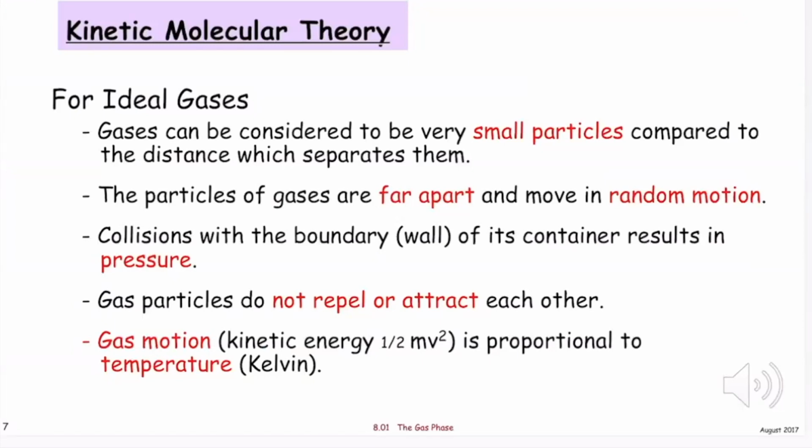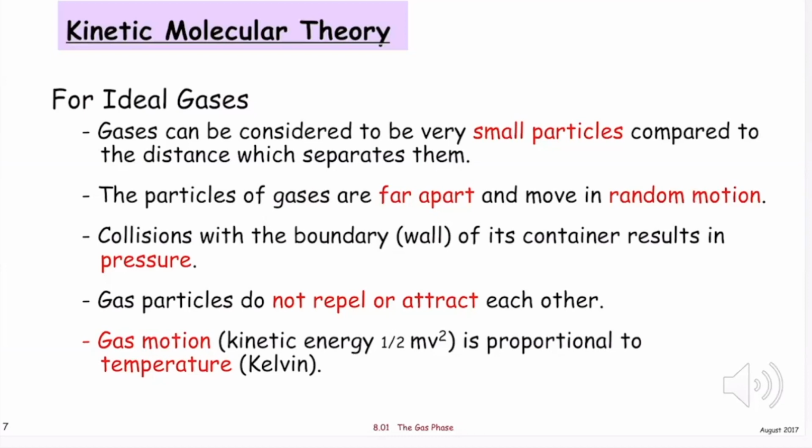The kinetic molecular theory simply tells you that we can assume that gas particles are very small. At the atomic and molecular level, yeah, they're very small, but they're small compared to the distance that separates them. Even when we compress a gas, like in your tires, they're still separated by a large amount of distance, because it's in the gas phase. So that's one of the assumptions.